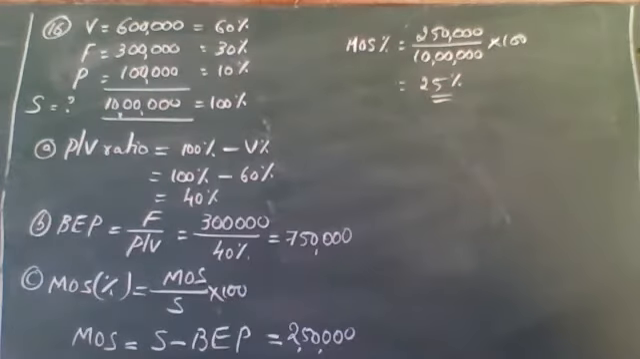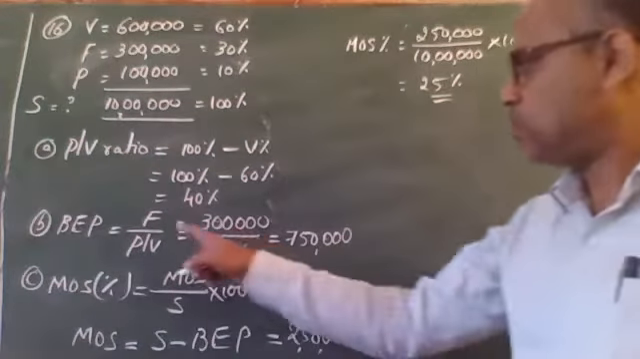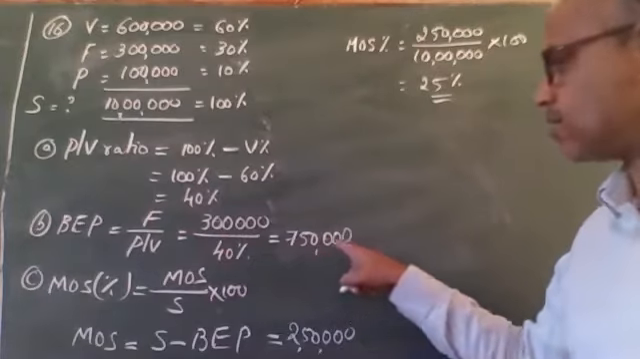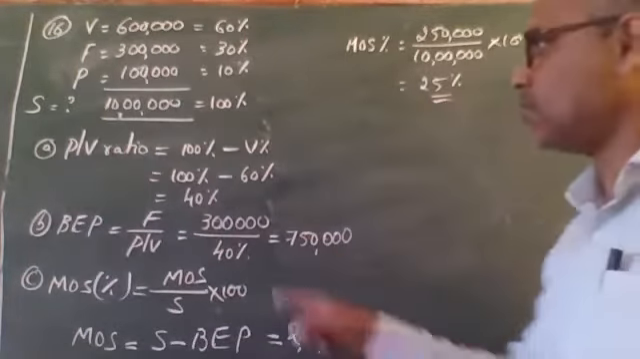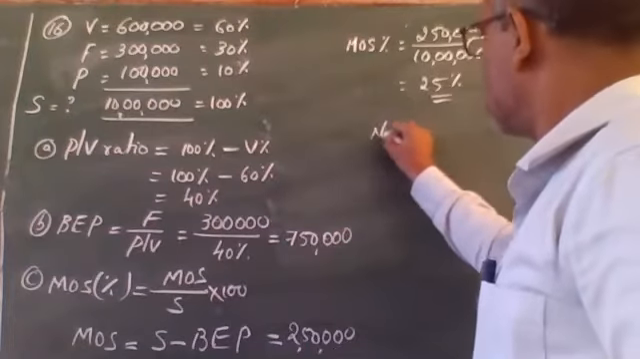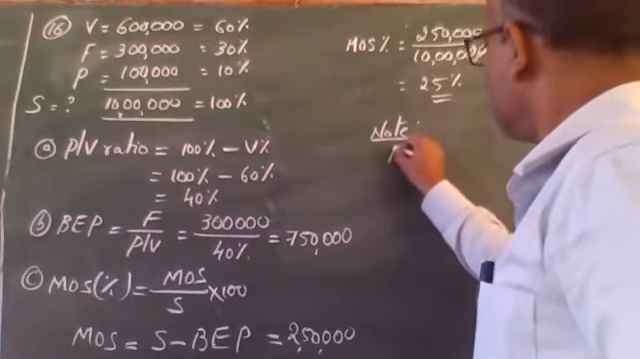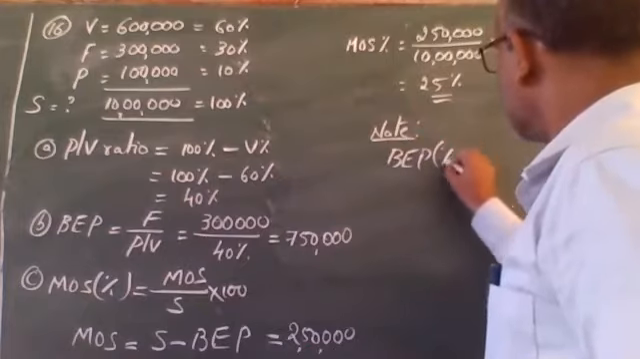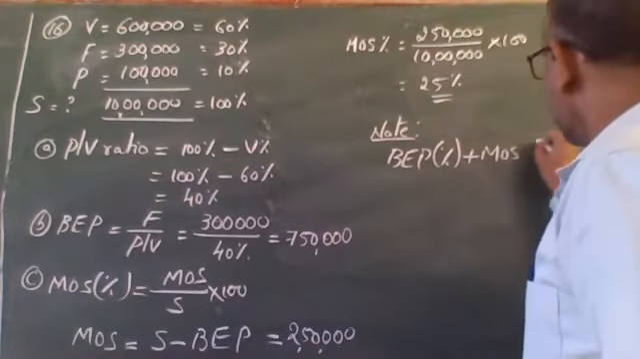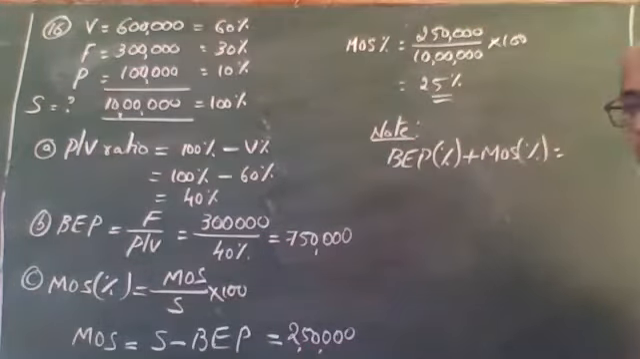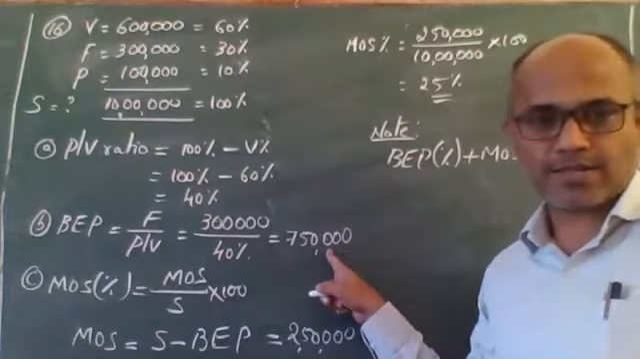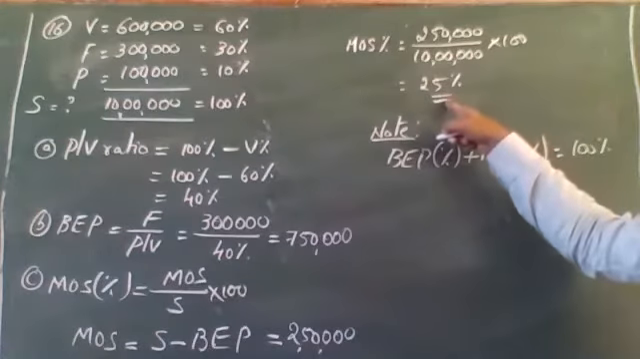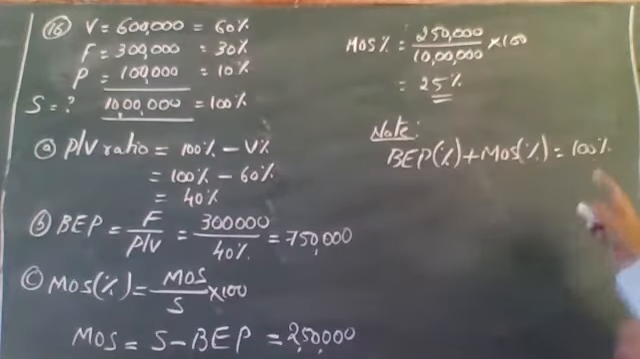So one thing I want you to tell me, BEP percentage is how much? If you calculate, it will be 75%. MOS percentage is the remaining 25%. See, this is what we have to note here. Break-even point percentage plus MOS percentage will be equal to 100%. BEP percentage should be 75% because 7 lakh 50 upon 10 lakhs. MOS percentage is 25%. So 75 plus 25 is equal to 100.